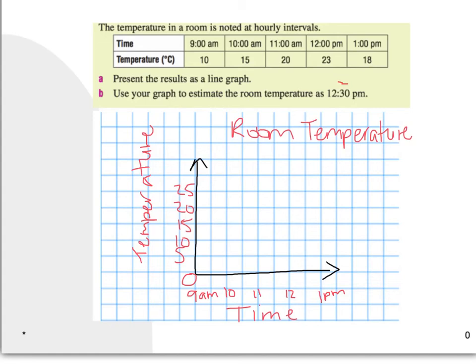So I can see at 9 a.m. it was 10 degrees. So I'm going to put a little dot here. At 10 o'clock it was 15 degrees, so I need to look up 10 o'clock and plot a little dot there. At 11 o'clock it was 20 degrees, so I need to plot 20 degrees. At 12 o'clock it was 23. Now 23 is sort of in the middle-ish. And then at 1 p.m. it went back down to 18.